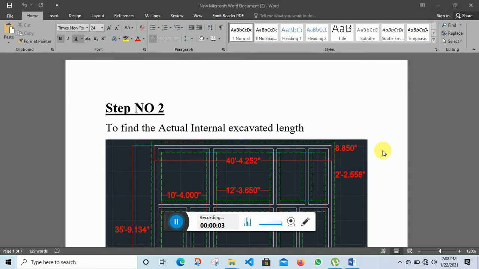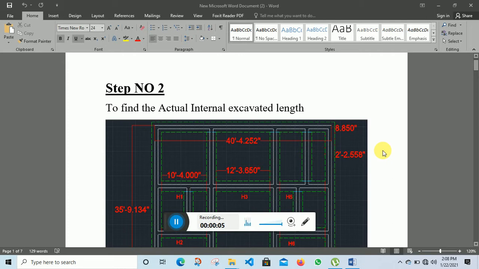So this is part two of how to calculate the quantity of substructure of a complex building. In step number two, we find the actual internal excavated length. In the first lecture, we discussed how to calculate the external length of a complex structure or complex plan. Now, in step number two, I have to find the internal excavated length.